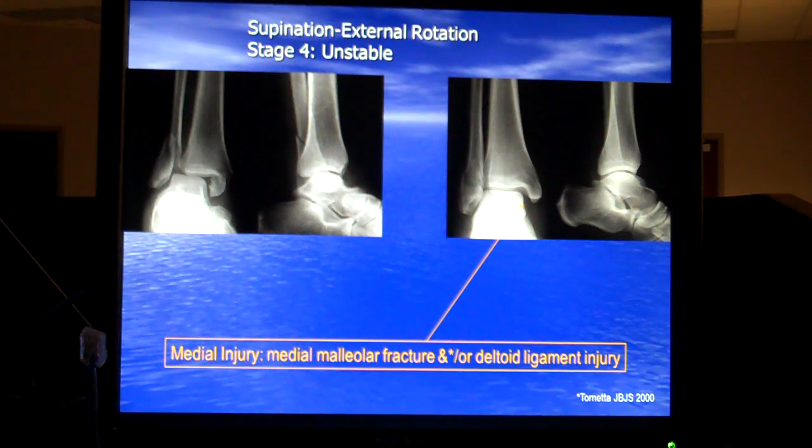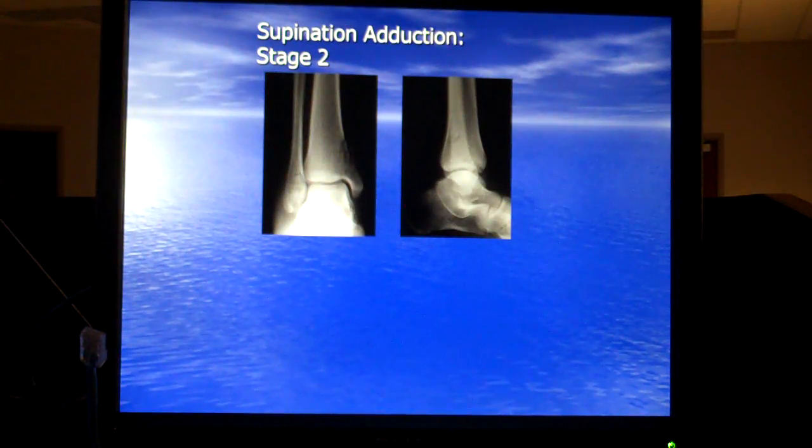So there's a deltoid ligament injury and there's a shift of the talus. Because the whole talus is shifted lateral, isn't it? Yes. And the medial side is open, and you have the same fracture, but now it's displaced, and the tibia is definitely not aligned with the talus. So this one will be sloppy.